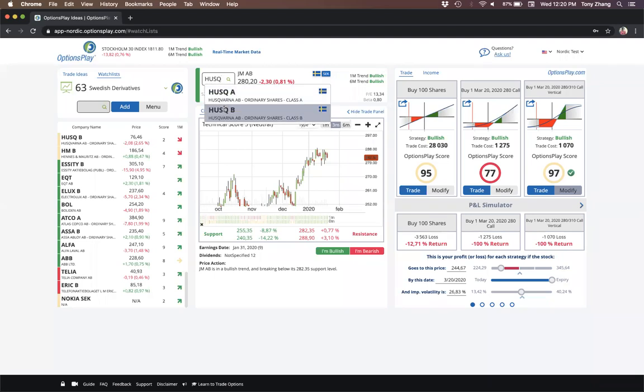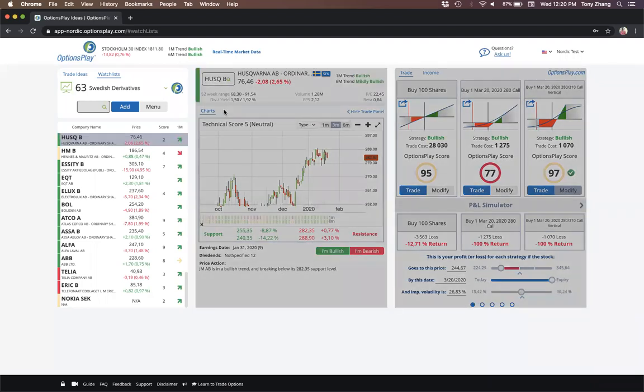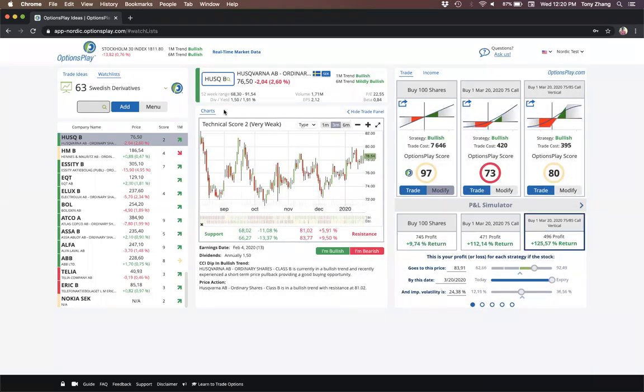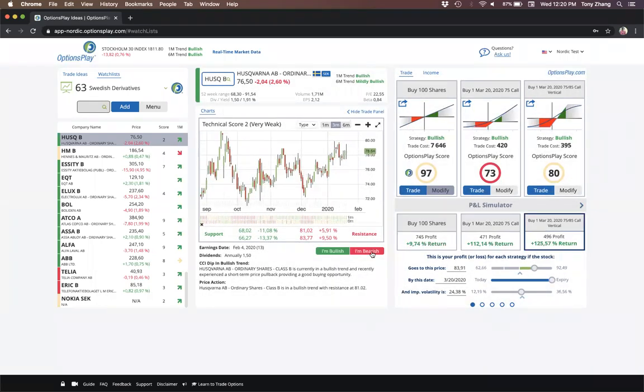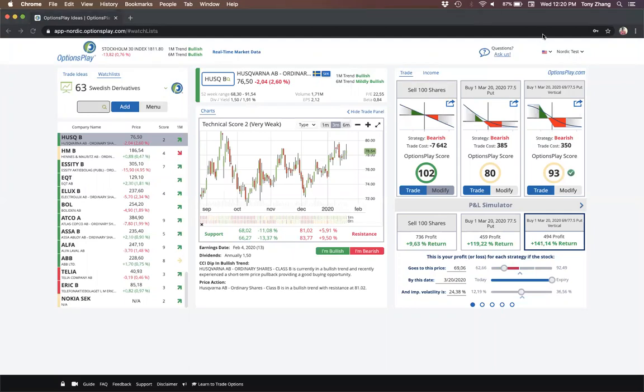I was looking at Husqvarna actually because we were bearish on this particular trade for a while, but the stock went a little higher. But I think this might be returning back to maybe a bearish opportunity again. So you can really utilize this tool to pick any symbol, select either bullish or bearish, and instantly be able to compare strategies side by side.